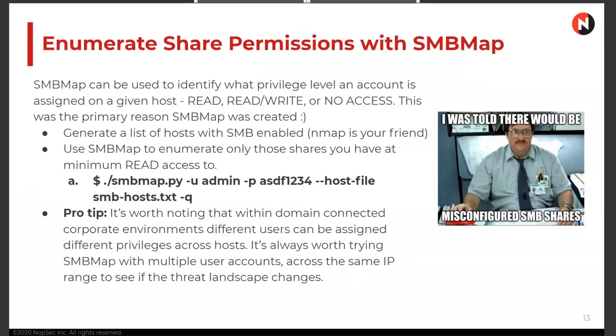One thing that's worth noting is that, because these are all domain connected systems, on an internal engagement we're focusing more on the domain privileges versus the local privileges. Because of that, we'll try to get as many user accounts compromised as possible, credential pairs, so we have a spectrum of privileges versus just one group membership. You hope it's at least a spectrum of privileges represented by the user accounts that you've compromised, but it's worth trying multiple user accounts across the same IP range to see if the threat landscape changes at all.